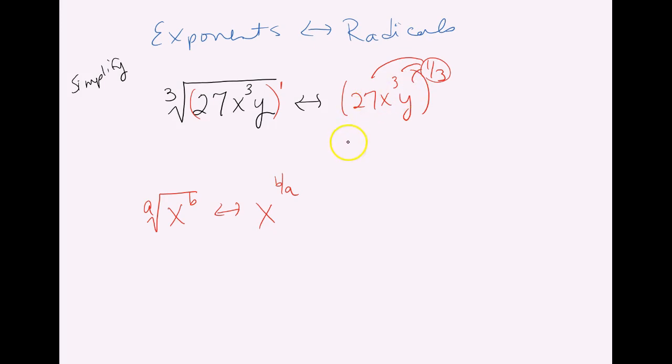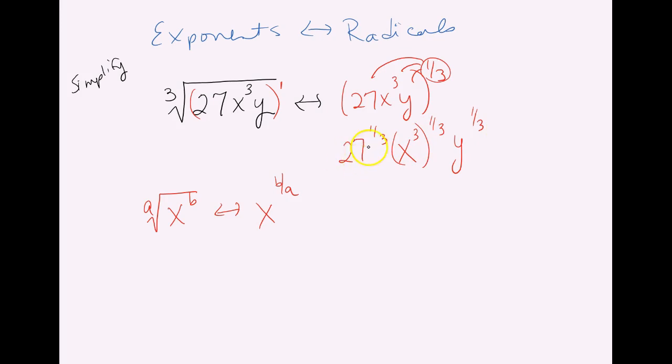So my next step would look like this: 27 to the 1/3, and then x to the third to the 1/3, and then y to the 1/3. Now notice I grouped this in parentheses because it had an exponent other than 1 on it, and I want to make sure I don't forget that. So the next thing I'm going to do is go through and simplify this.